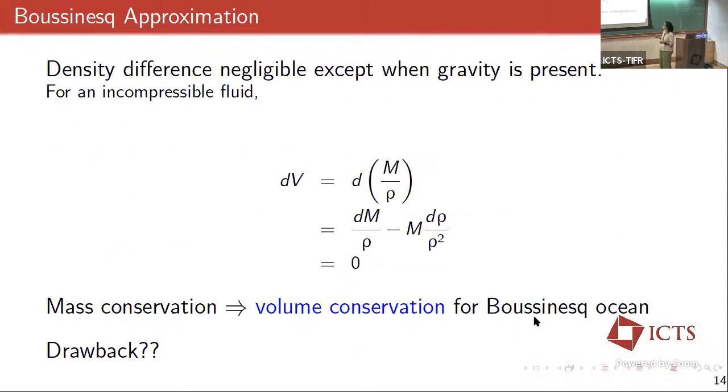Now, next is the Boussinesq approximation. We all know what the Boussinesq approximation is, but today we will see what it implies. In the Boussinesq approximation, the density difference is negligible except when there is gravity, right? Now if you write the continuity equation, can you see here? What is the continuity equation?